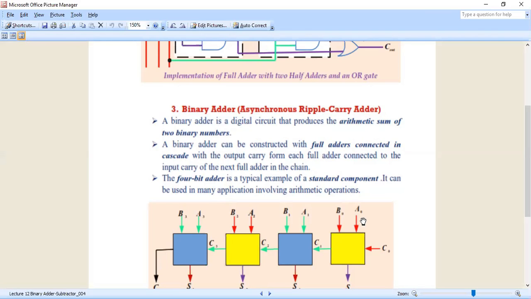Next, what are the b values? 0 0 1 1, 0 1. b0 value is 1, b1 value is 1, b2 value is 0, b3 value is 0. Is it clear? Yes, ma'am. So then you have to add these values. You will get the sum value as 1 1 1 0 and carry value as 0 0 1 1.